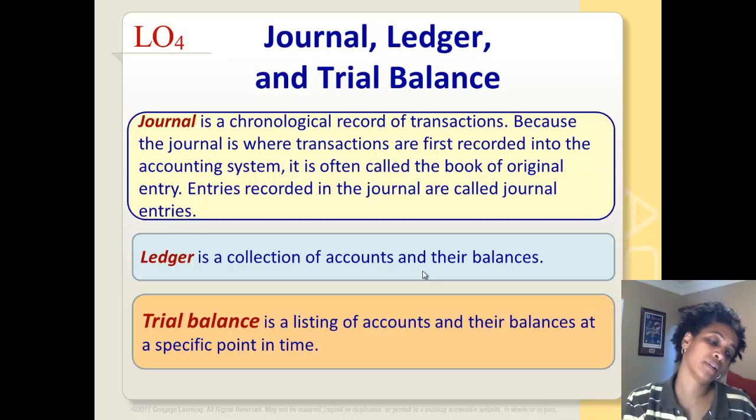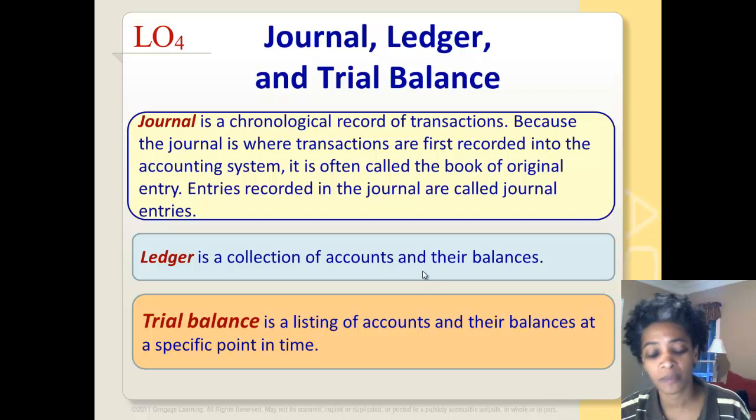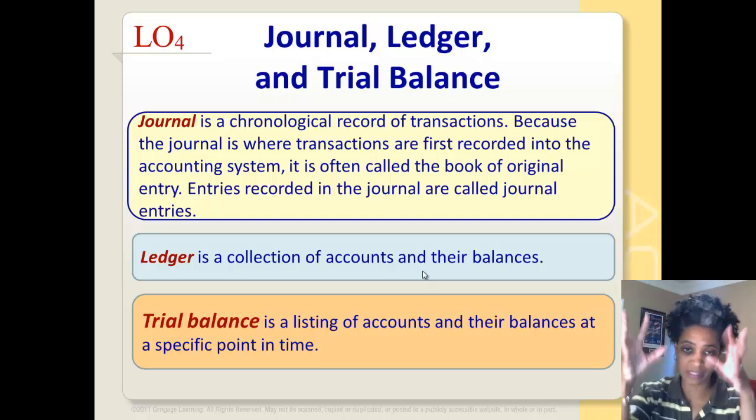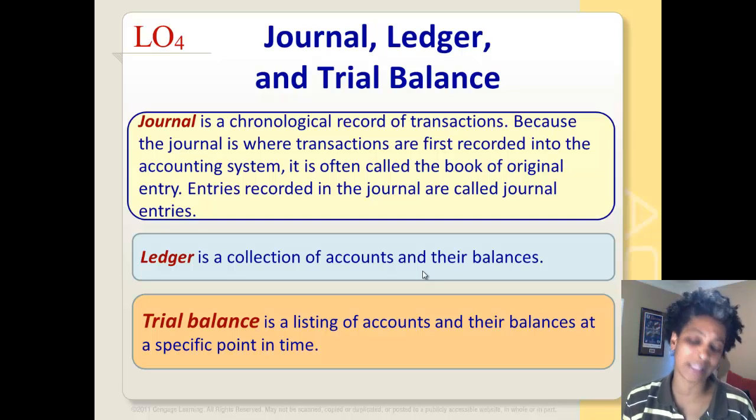And then once we get our individual transactions recorded on our T accounts, let's introduce some more terminology that will explain what happens next. A journal is a chronological record of transactions because the journal is where transactions are first recorded into the accounting system. It's sometimes called the book of original entry. So entries recorded in the journal are called journal entries. The ledger is a collection of accounts and all their balances. And then the trial balance is just a listing of all the accounts and their balances at a specific point in time.